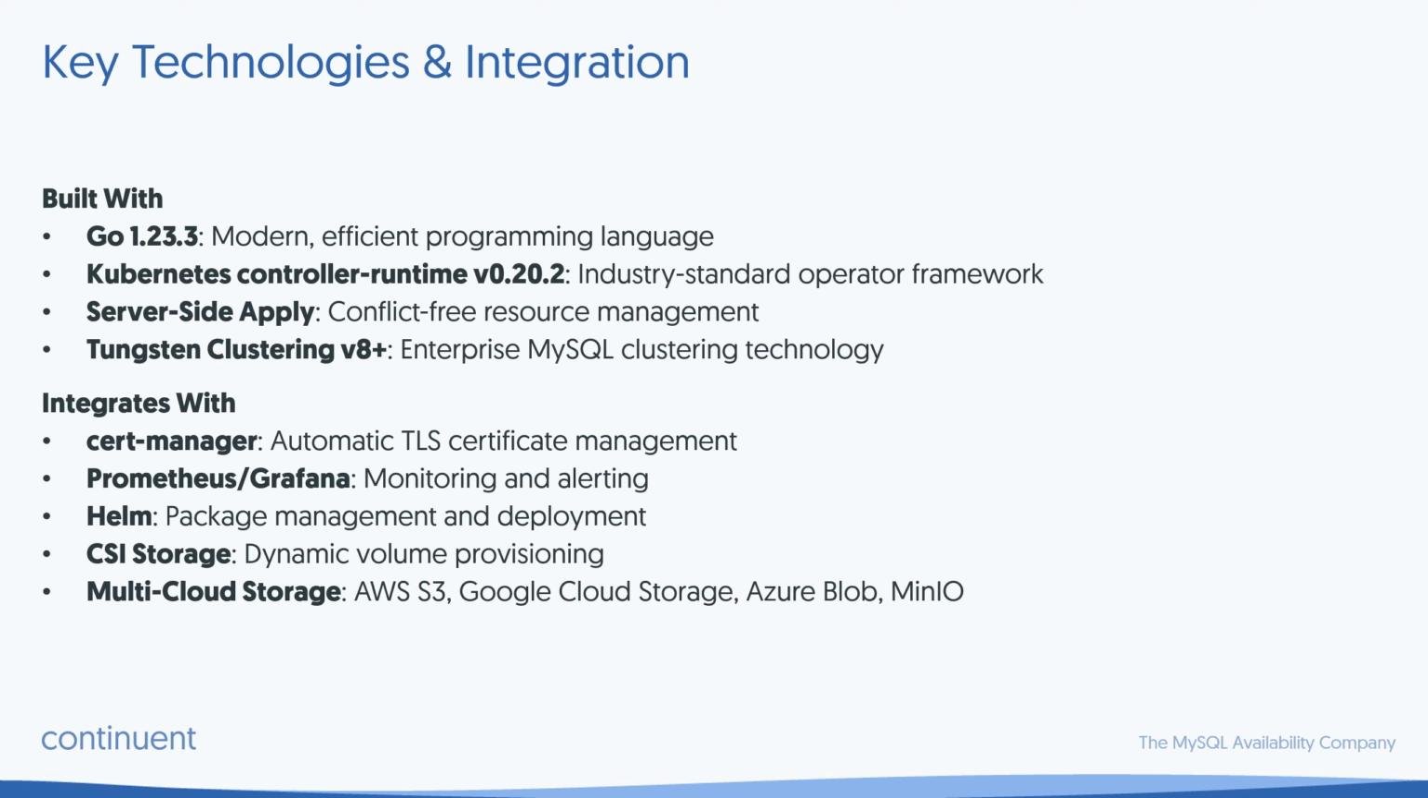In terms of integrations, it works seamlessly with the Kubernetes ecosystem. It supports Cert Manager for automatic TLS certificate management, Prometheus and Grafana for monitoring and alerting, and Helm for easy packaging and deployment. On the storage side, it integrates with CSI for dynamic volume provisioning and supports multi-cloud storage providers like AWS S3, Google Cloud Storage, Azure Blob, and MinIO. Altogether, these technologies and integrations ensure Tungsten Operator is both powerful and flexible, ready to fit into any enterprise Kubernetes environment.